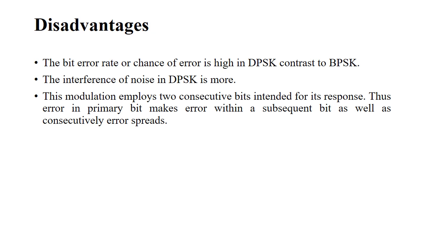Disadvantages. The bit error rate or chance of error is high in DPSK in contrast to BPSK. The interference of noise in DPSK is much more when compared to other PSK signals. This modulation employs two consecutive bits for its response. Thus an error in the primary bit makes an error in the subsequent bit as well, and consequently the error spreads.